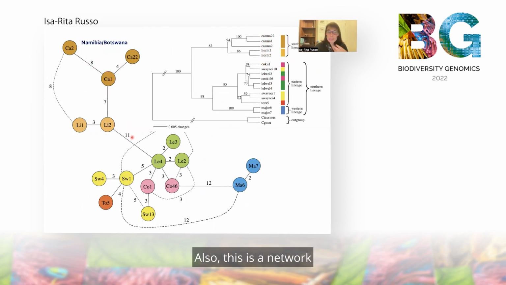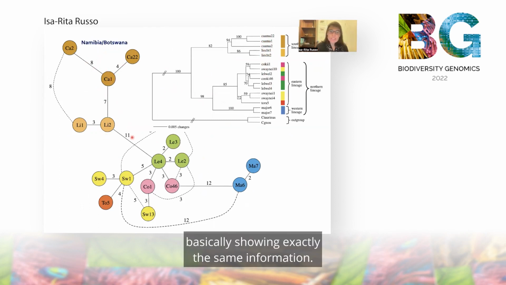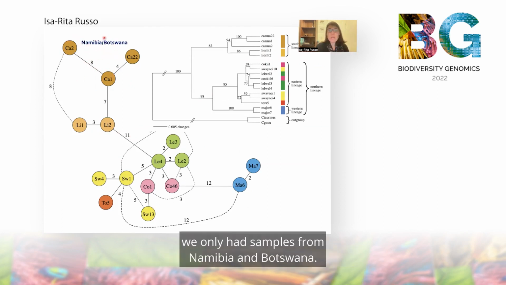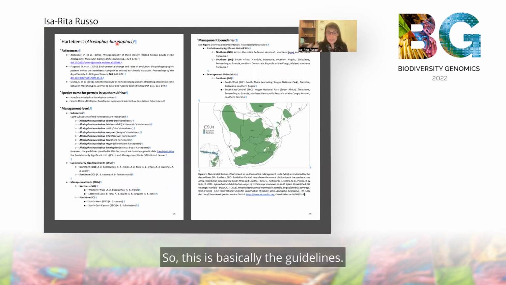Also, this is a network showing exactly the same information, but what I want to draw your attention to is that for Namibia, for the southern subspecies, we only had samples from Namibia and Botswana. So this is basically the guidelines. You can see all the different sections, and then we end up with these maps.